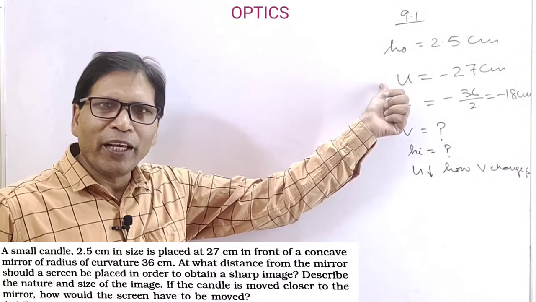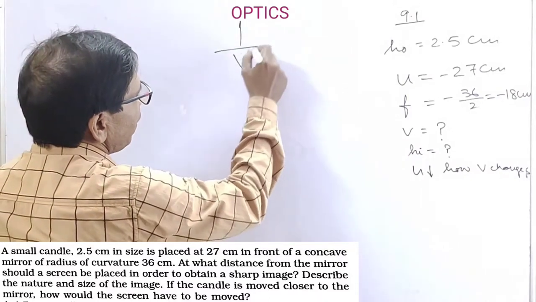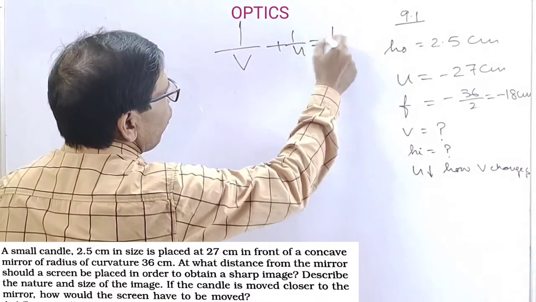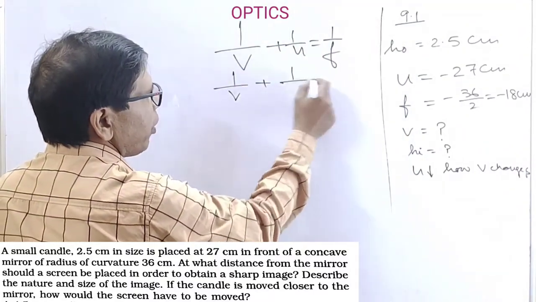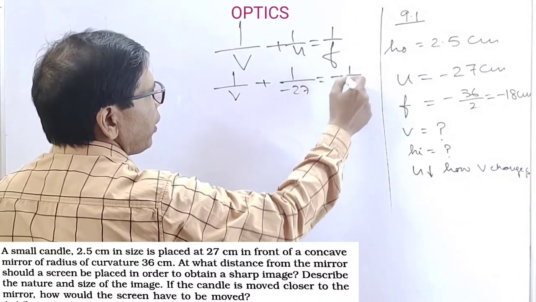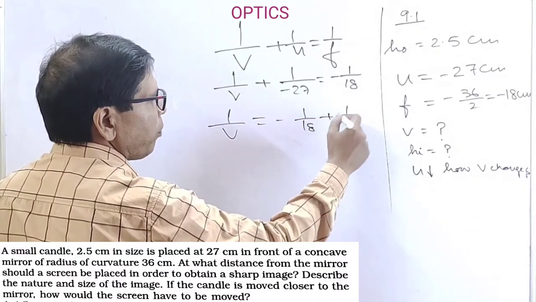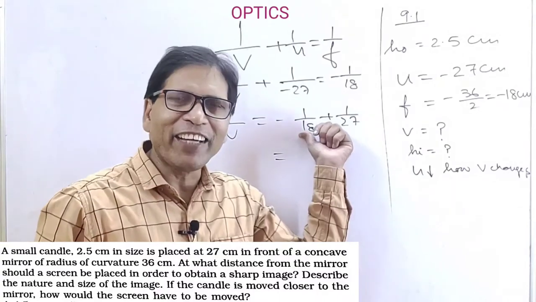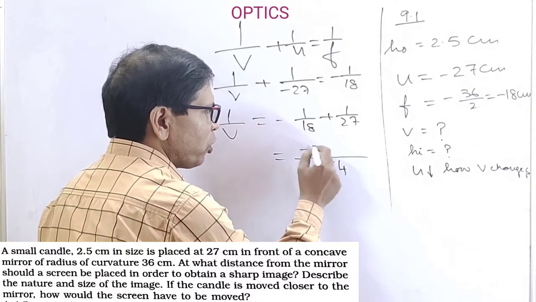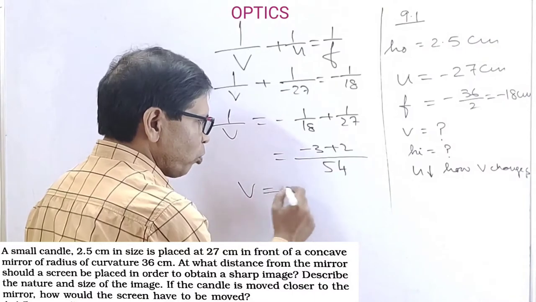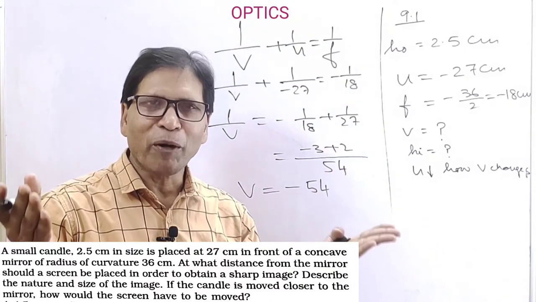Look at this here, U given, F given, now V can be calculated. So look at this, this is 1 by V plus 1 by U, this is 1 by F. Okay, no problem. Now look at this, this is 1 by V plus this is minus 27 equal to this is minus 18. Look at this, this is 1 by V equal to minus 1 by 18 plus 1 by 27. Now, what is the LCM of 18 and 27? 54. Therefore, look at this, this is the 54. So, this is minus 3 plus 2. So, V equal to minus 54. So, the position of the screen is 54 centimeter from the mirror.